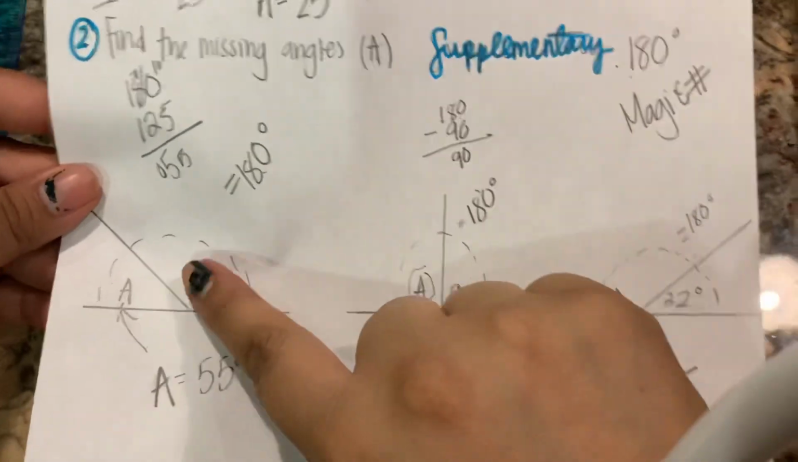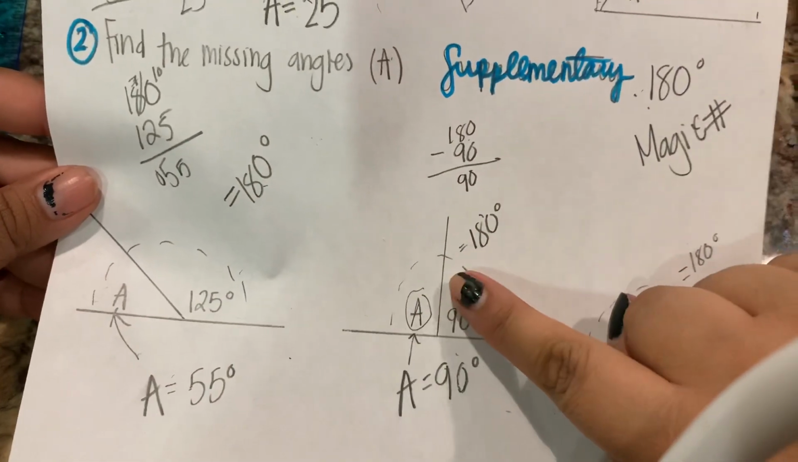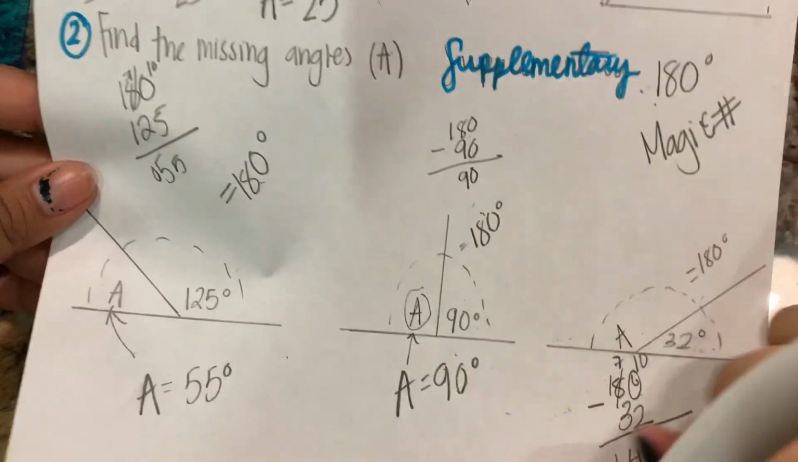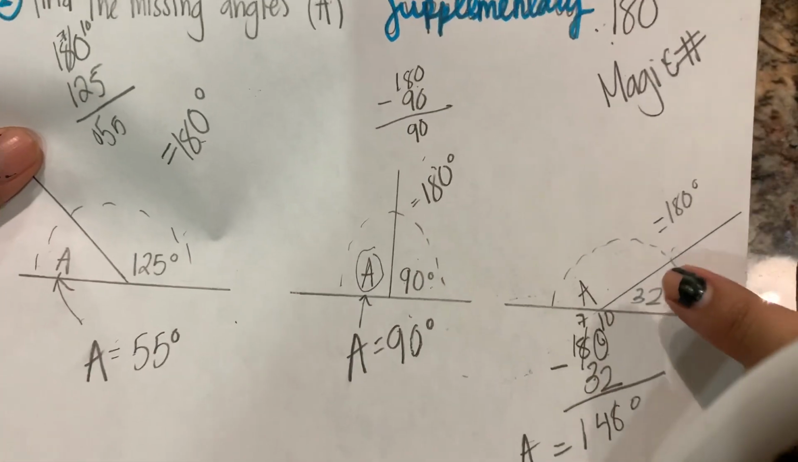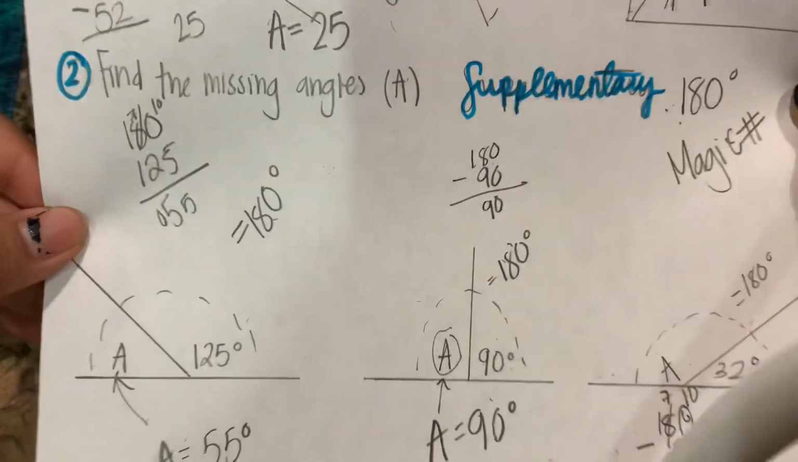So if they give you 125, you're going to ask yourself, what plus 125 is 180? If they give you 90, you're going to ask yourself, what plus 90 is 180? And if they give you 32, you're going to ask yourself, 32 plus what is 180? So supplementary, always think of 180, okay?